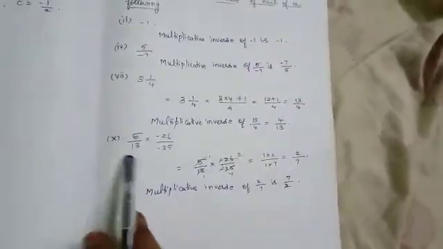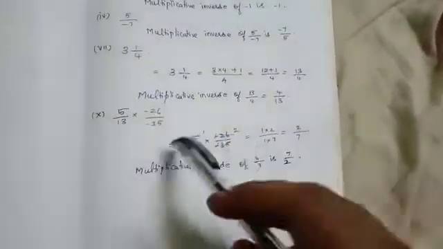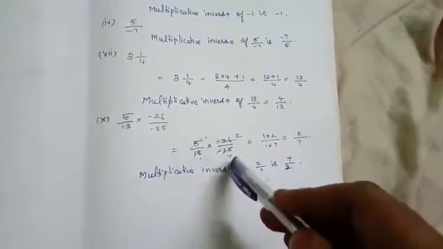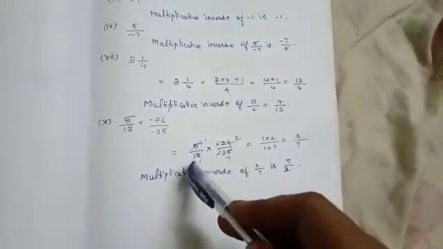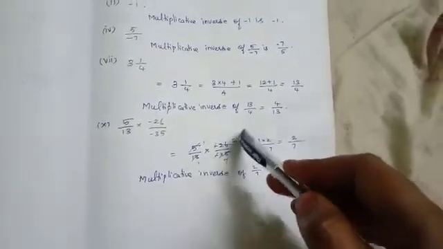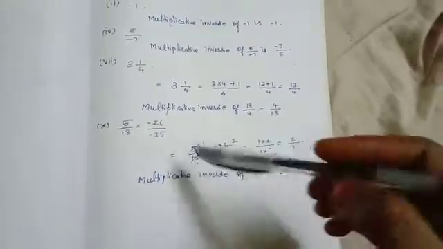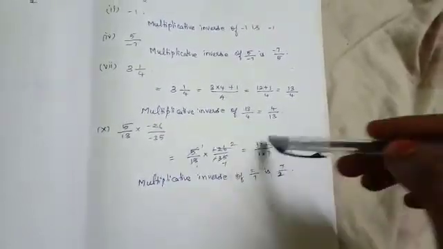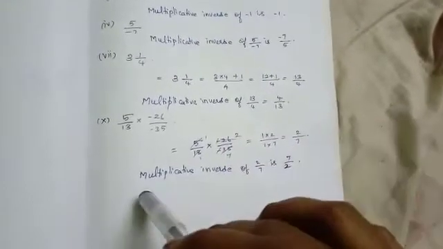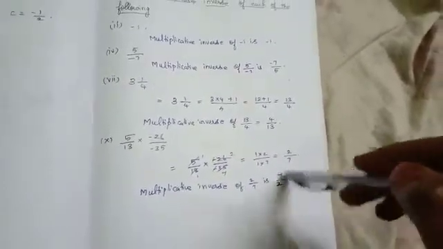The next one, a multiplication is given. First you multiply the numbers. 5 table, 5 cancelled 1 time, 35 cancelled 7 time. 13 table, 13 1 time, 26 2 time, minus and minus cancel. So 1 into 2 by 1 into 7, 1 2s are 2, 1 7s are 7. So the multiplicative inverse of 2 by 7 is 7 by 2.